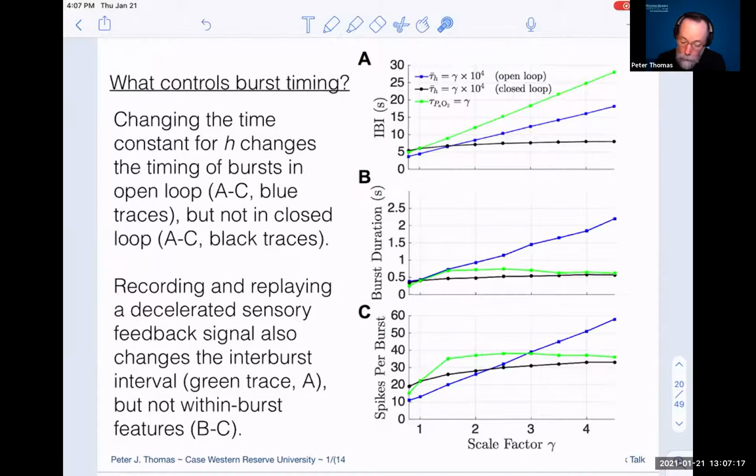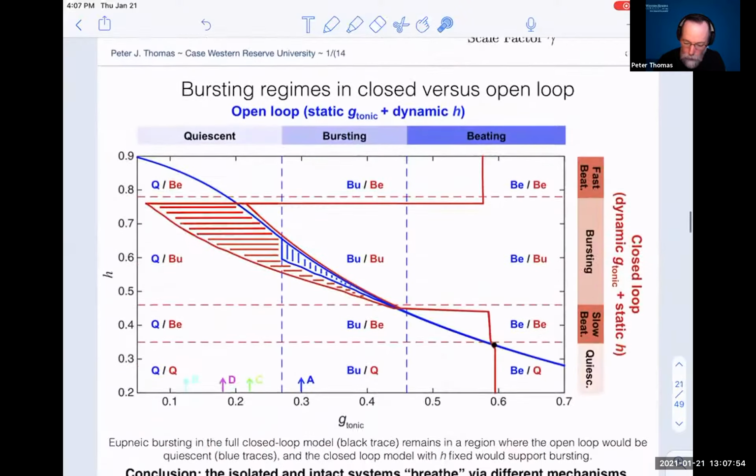On the other hand, if I record the chemosensory drive, and then play that into the system and speed it up or slow it down, then I can get the system to run slower or faster in a way that is controlled by the timing of the sensory input. So in the closed loop model, the timing of the sensory input seems to be governing the timing of breathing, as opposed to the intrinsic timing variable, which is the H gate. Okay, I'll skip through other parts of that slide.